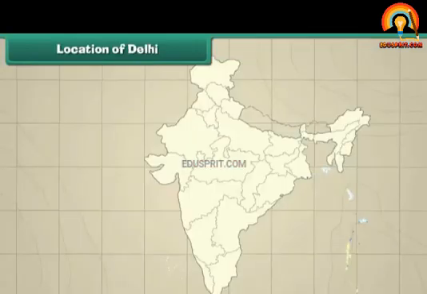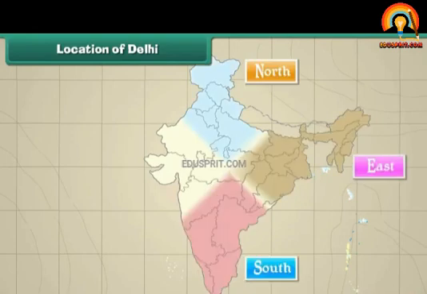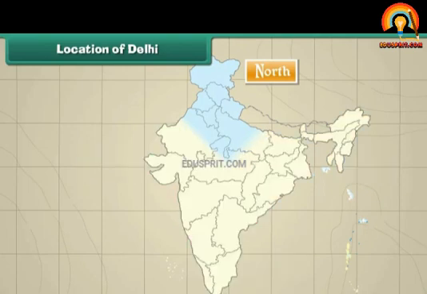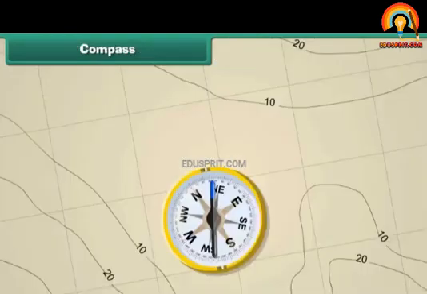Location of Delhi. This is the map of India. The 4 major directions, north, east, south, and west, are marked on the map. Delhi is the capital of India. It is located in the north of India.